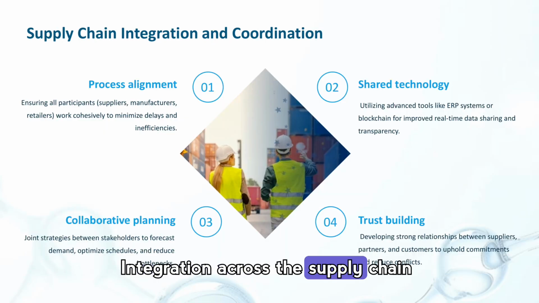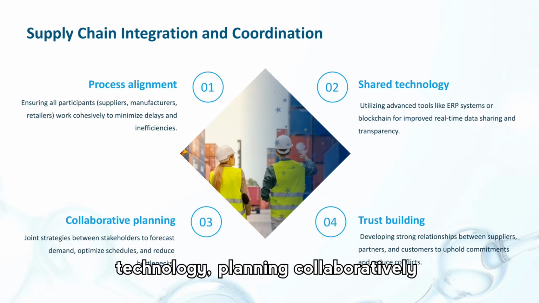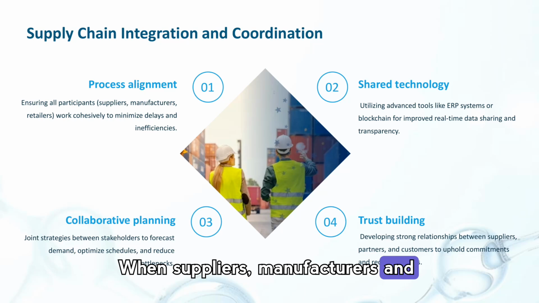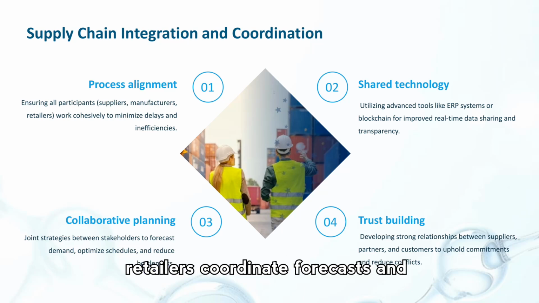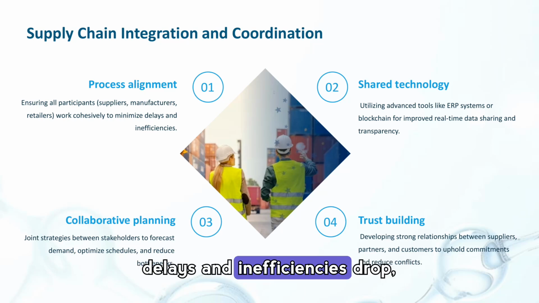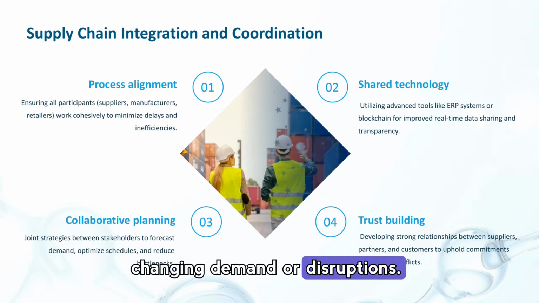Integration across the supply chain means aligning processes, sharing technology, planning collaboratively, and building trust with partners. When suppliers, manufacturers, and retailers coordinate forecasts and schedules and use common systems, delays and inefficiencies drop, transparency improves, and stakeholders can respond faster to changing demand or disruptions.